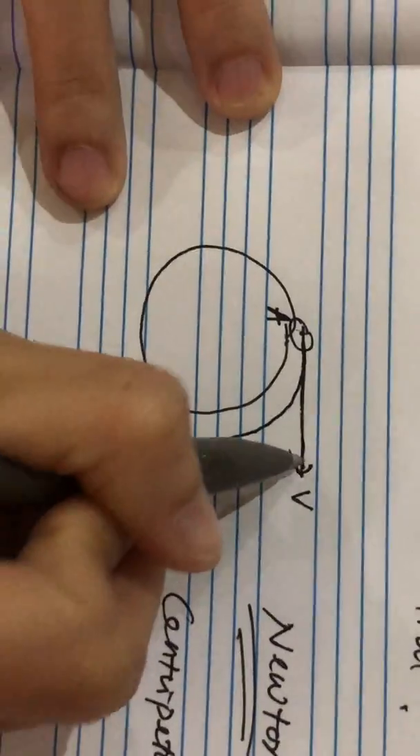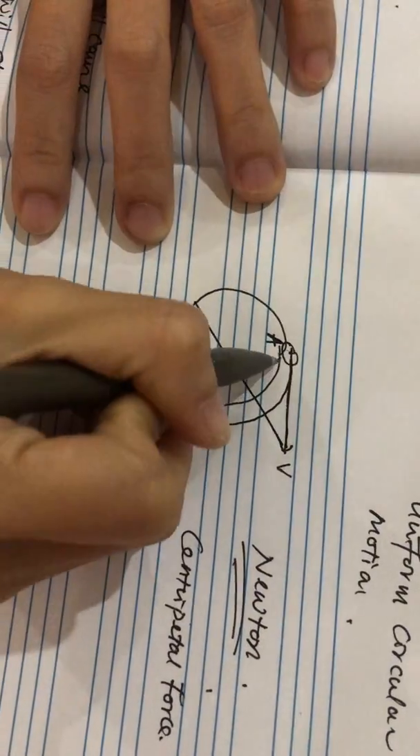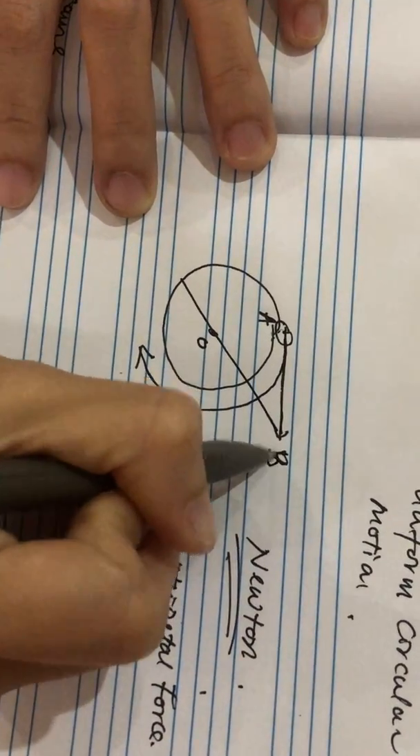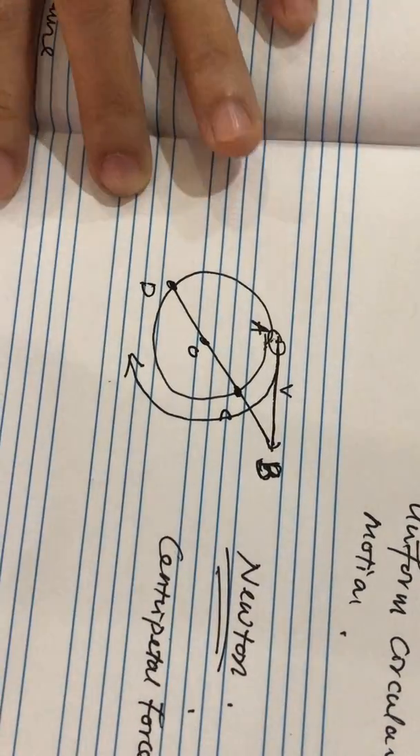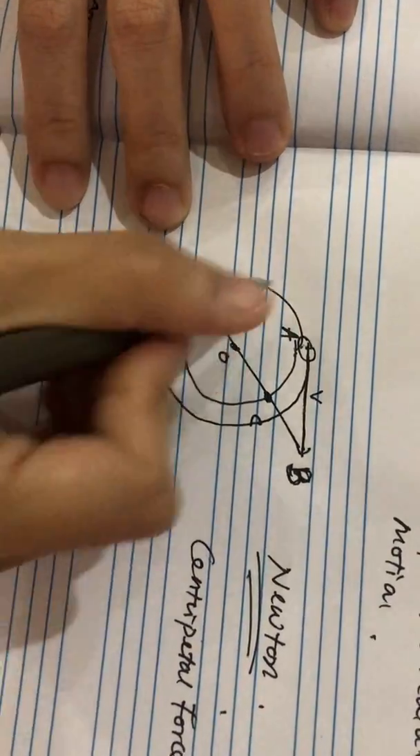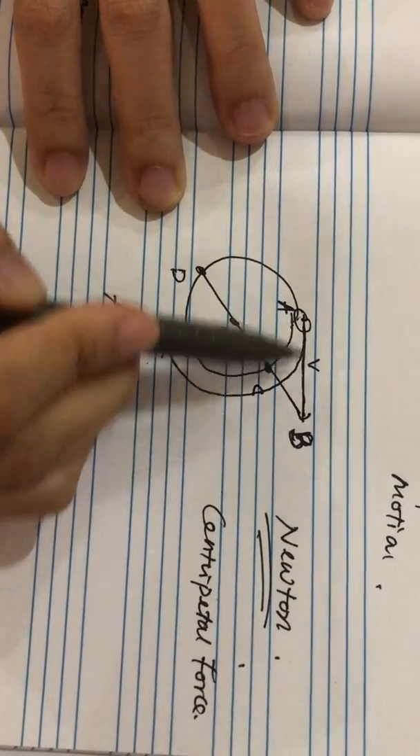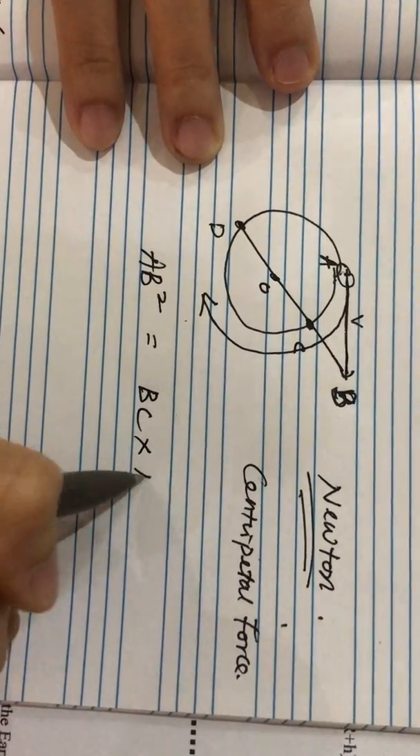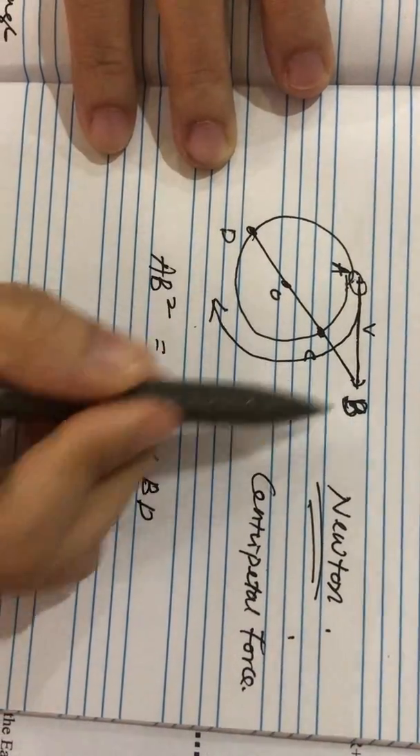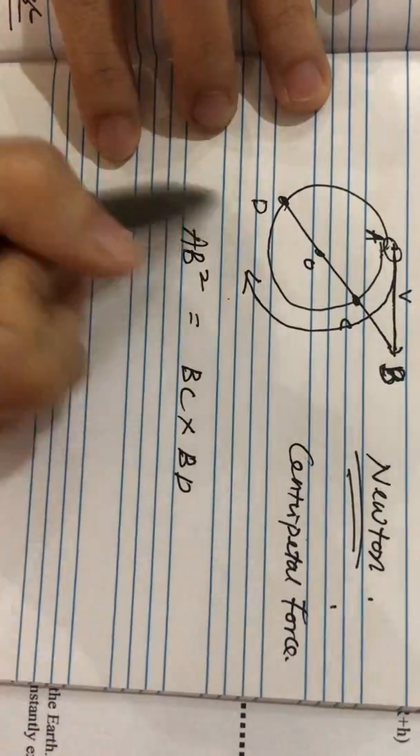So let's say this is point A. When an object is moving out with velocity, we try to draw a line going through the center of the earth, and we write this as point B. This is the velocity, and this is point C, and this is point D. So in mathematics, we know that there's an equation, right? AB square, the distance between this and this, equals BC times BD. This is from mathematics. We all know that Newton is very good in mathematics, so of course he knows the rules in mathematics.